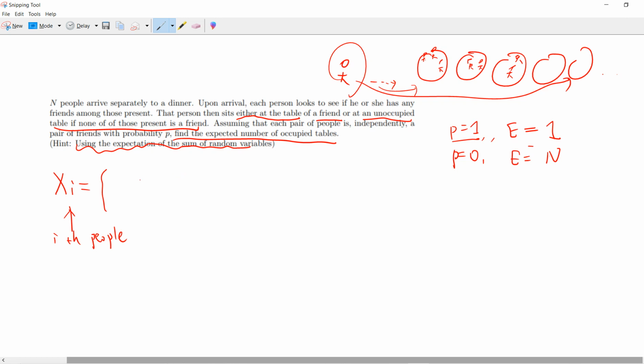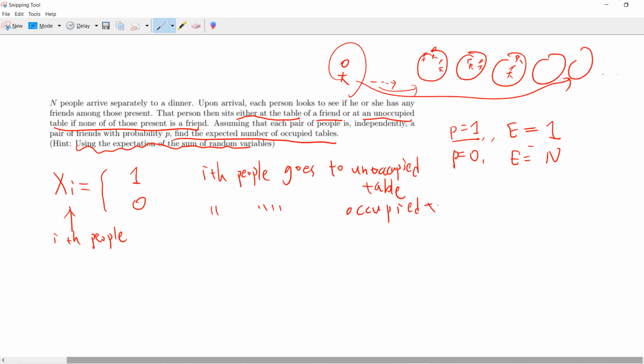So we define the variable for the i-th person to be 1 or 0. It will be 1 if the i-th person goes to an unoccupied table. And if the i-th person goes to an occupied table, then I give it 0. Okay, so this is the random variable.